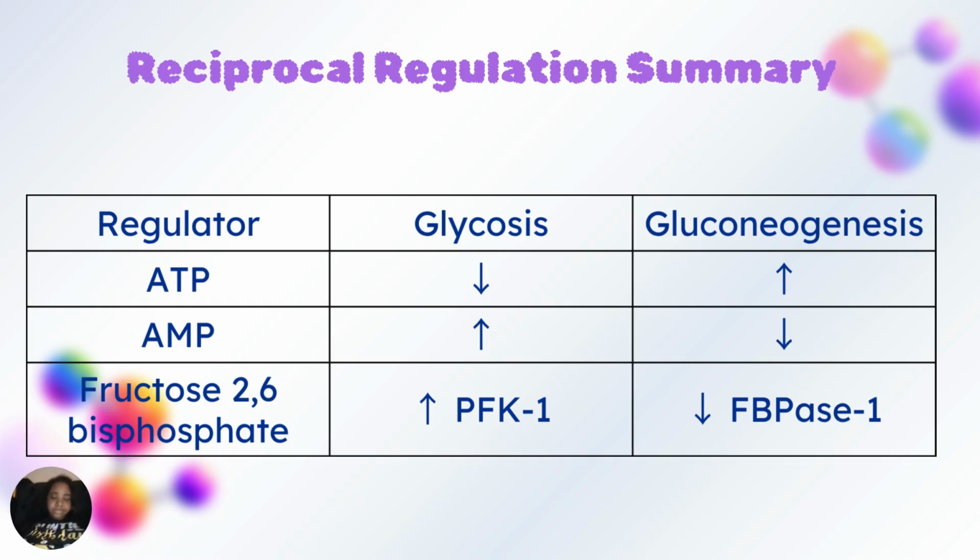Now, as for fructose 2,6 biphosphate, this is known as the master switch. This molecule is the most powerful controller. It activates PFK1 to speed up glycolysis, but stops fructose 1,6 biphosphate to slow down glycogenesis. It is like a molecular light switch that can toggle between using energy and saving energy.